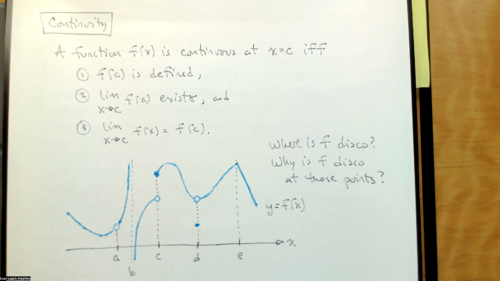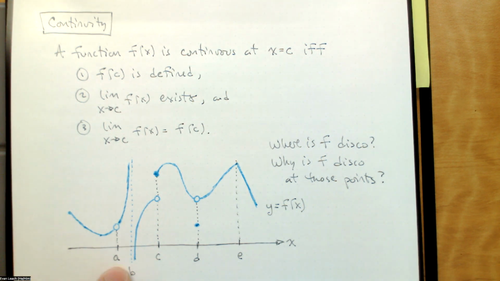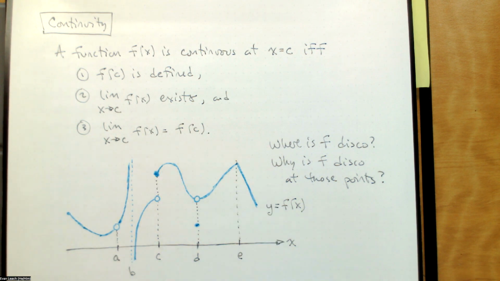So here we have the graph of a very strange looking function that's made to exploit these three things. And we want to decide where the function is discontinuous and why the function is discontinuous at each of those points. So, where's the function discontinuous? A, where else? B, C, D, is it discontinuous at E? No, it's continuous at E. It's pointy and it's weird, but that's continuous. So it's discontinuous at A, B, C, and D.